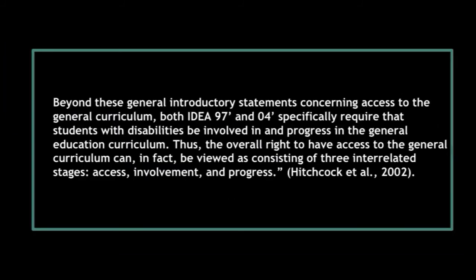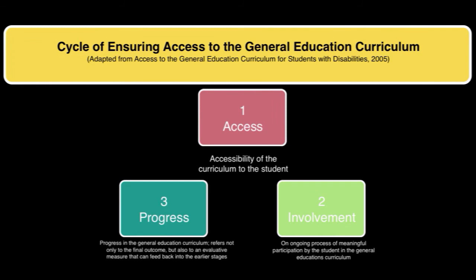Beyond these general introductory statements concerning access to the general curriculum, both IDEA in 1997 and 2004 specifically require that students with disabilities be involved in and progress in the general education curriculum. Thus, the overall right to have access to the general curriculum can, in fact, be viewed as consisting of three interrelated stages: access, involvement, and progress. Let's take a look at these three within the cycle of ensuring access to the general education curriculum.